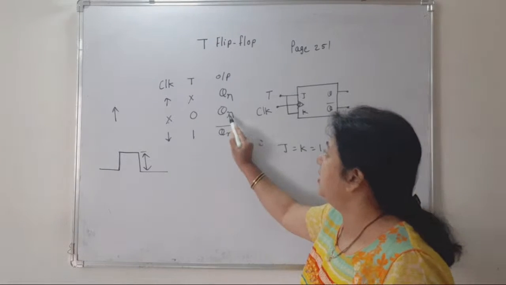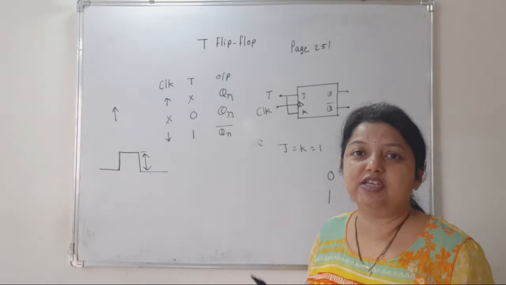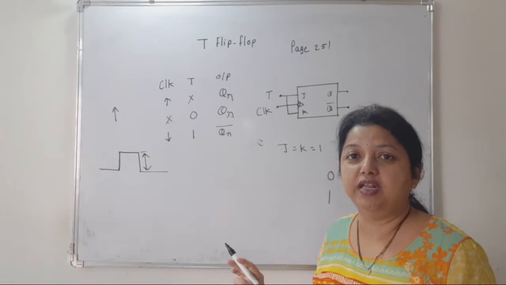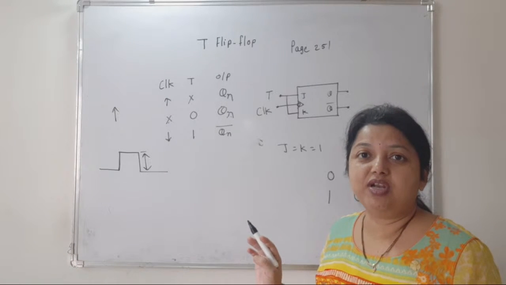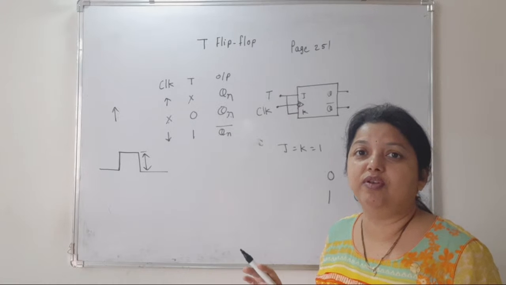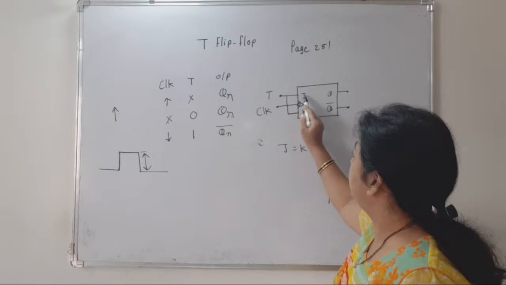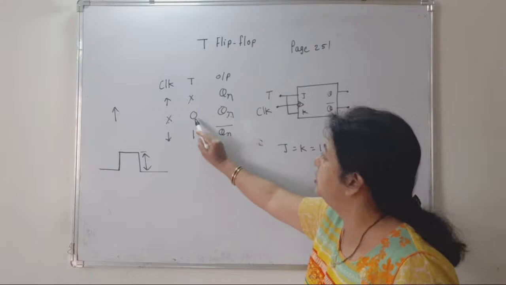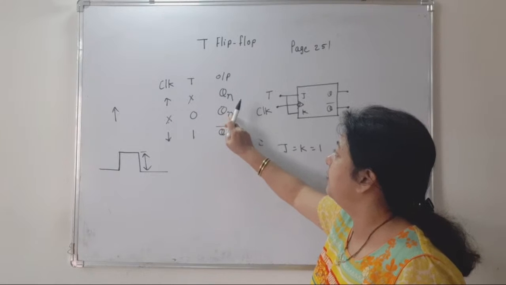Q remains as it is. If the previous state is 0, then the flip-flop gives 0 only. If the previous state is 1, the flip-flop saves 1 only. So whenever j is equal to 0 and k is equal to 0, the flip-flop remains in the previous state.